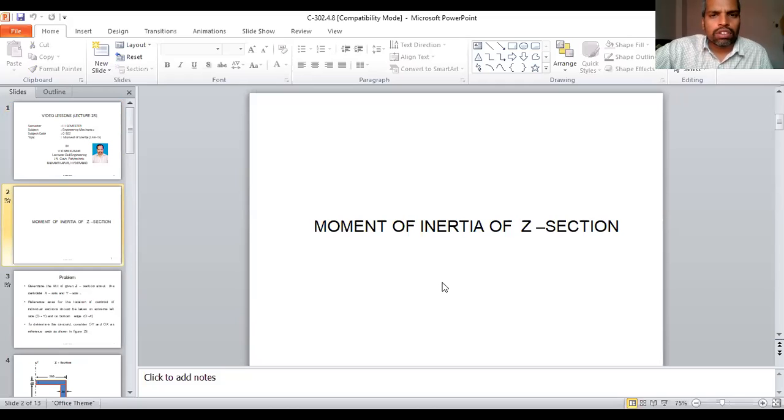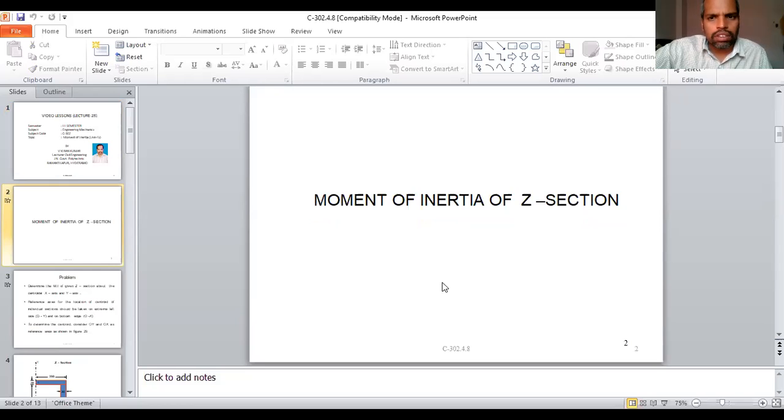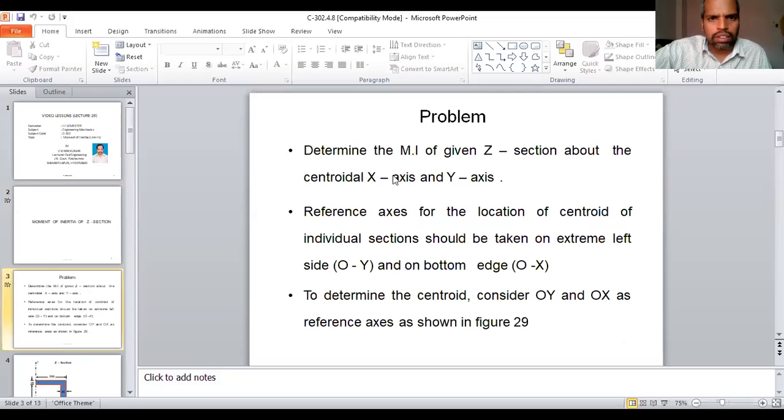So now let us solve some more problems on moment of inertia of the Z sections. Z means in the shape of a Z. A Z section is again unsymmetric about both axes, the centroidal x axis as well as the centroidal y axis. Determine the moment of inertia of this section about the centroidal x and y axis.